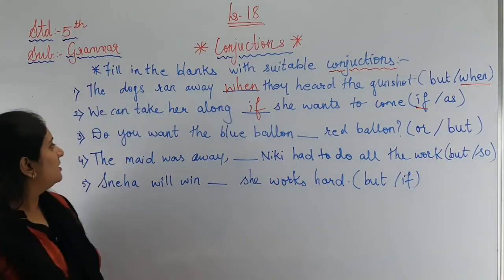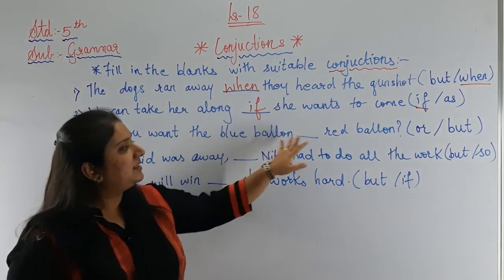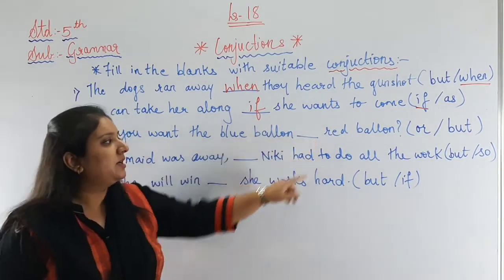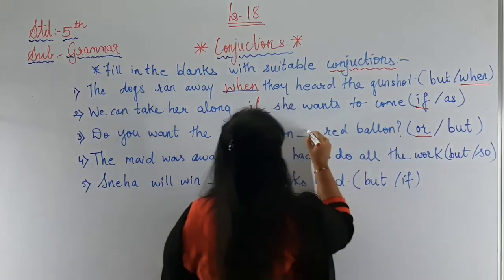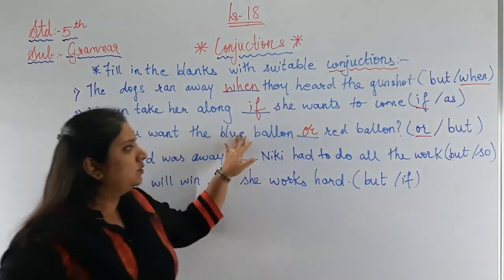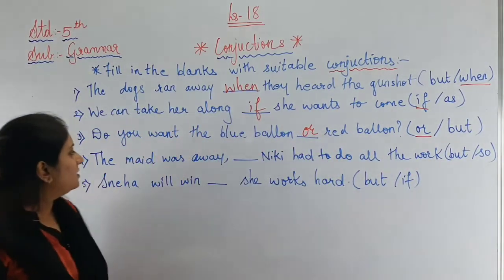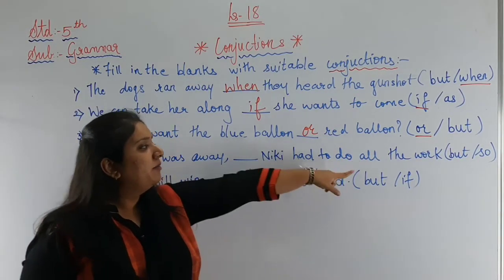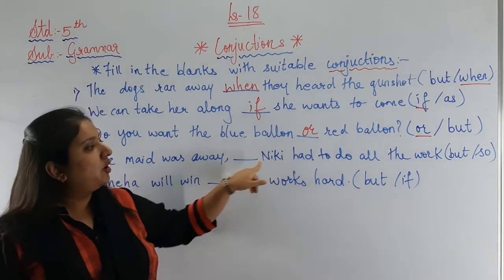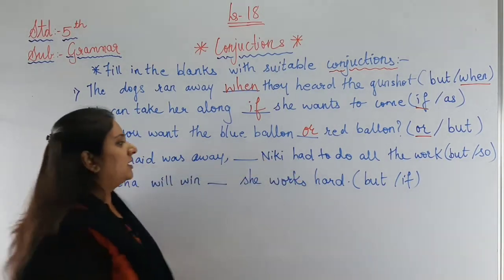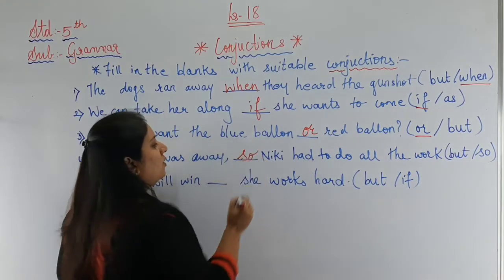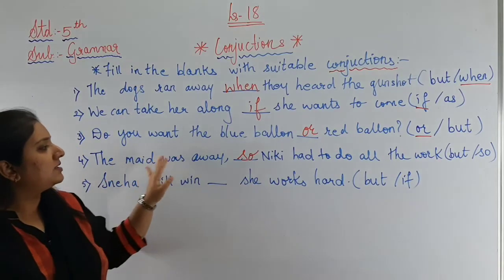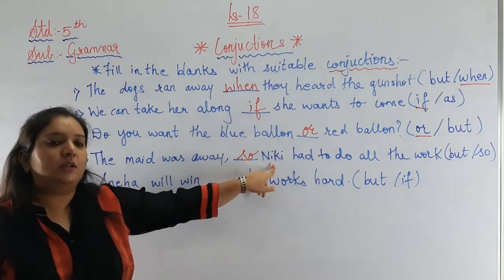Okay. Next. Do you want the blue balloon dash red balloon, or red balloon or but blue red balloon? The correct answer is or. It is showing us the choice. Do you want the blue one or the red one? Next. The maid was away dash Nikki had to do all the work. But Nikki had to do all the work, or so Nikki had to do all the work. The correct answer is so Nikki had to do all the work. Because her maid was away, she had to do all the work alone.